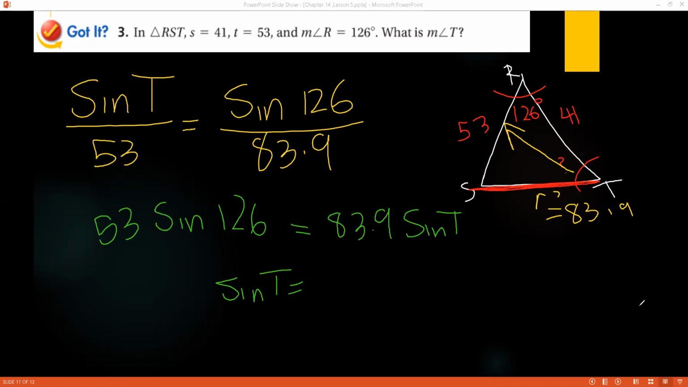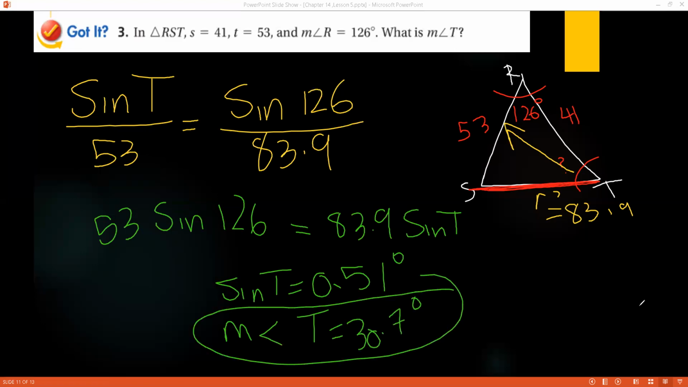Then here, let's quickly find the answer. 53 sine 126 over 83.9 is 0.51, then sine inverse of the answer. That means the angle T will be approximately 30.7 degrees. So here I use the law of cosine, then the law of sine. Or I can use the law of cosine again. And you have two ways: law of cosine, then law of cosine, or law of cosine, then law of sine.